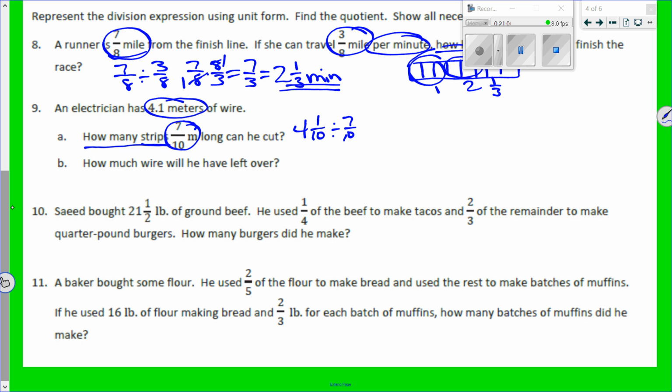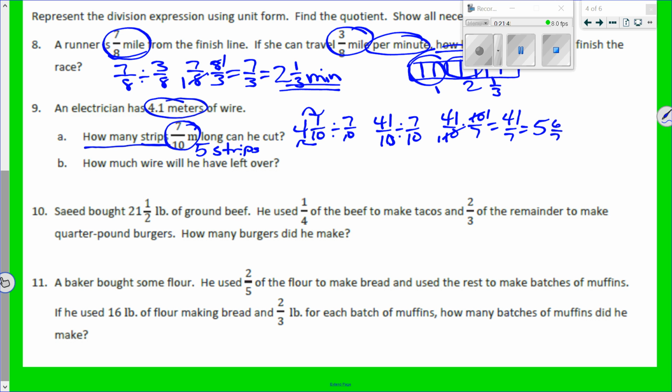So first off, we're going to start with our slam dunk. That gives us 41/10 divided by 7/10. Don't forget, once you've got slam dunk, you still have to do keep, change, flip. So now I go keep 41/10, change to times, flip 10/7. 10's go away. 41 times 1 is 41. 7 times 1 is 7. 7 goes into 41 5 times with 6 left over. So our question was, how many strips can he cut? He can cut 5.